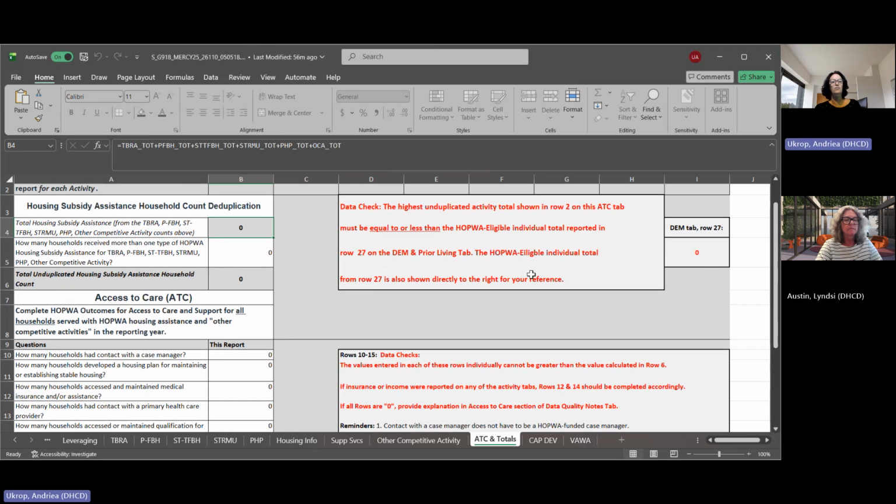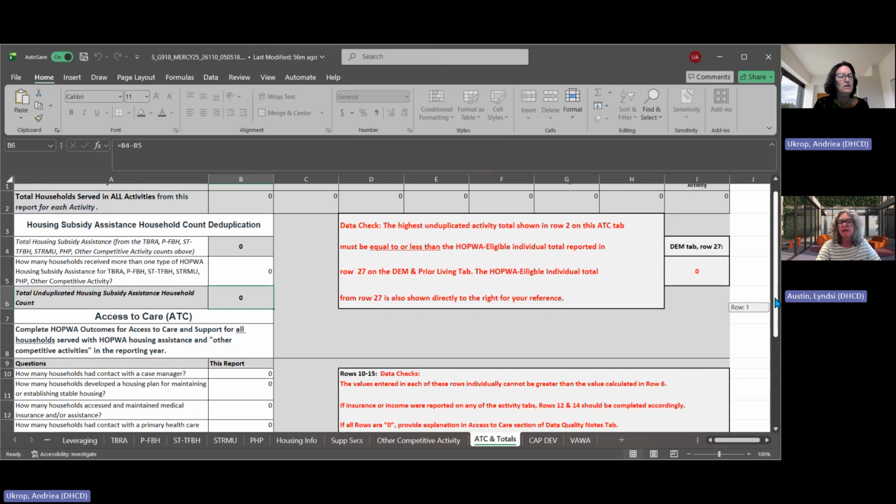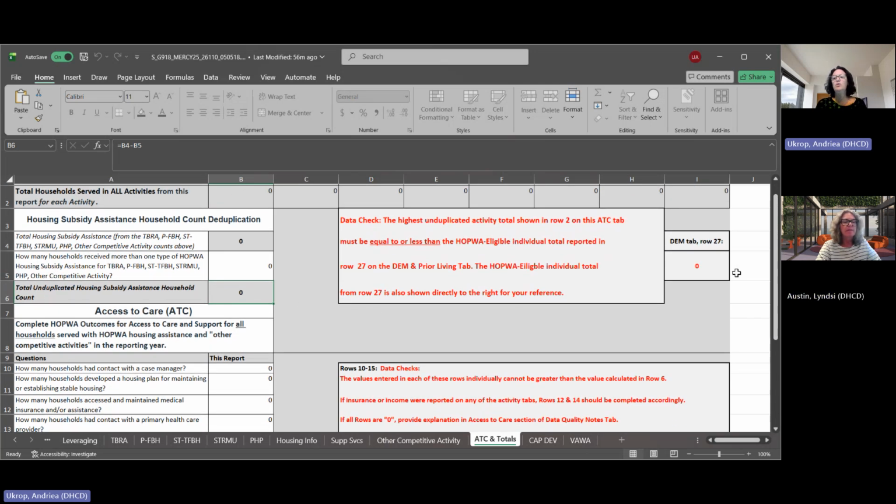Over here, you will see that it is also going to populate in column I from the demographics tab, from row 27. It's going to give you that number, and that number should be the same as... I believe Lindsay, you might need to help me out real quick. Row 6, yes. Okay. So row 27 here and row 6 here, the number should be the same. Thank you.